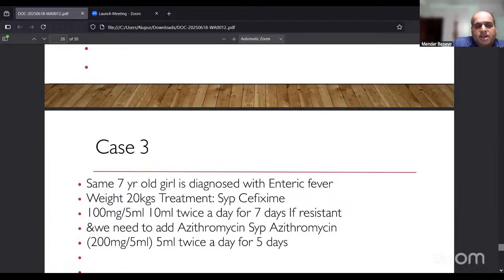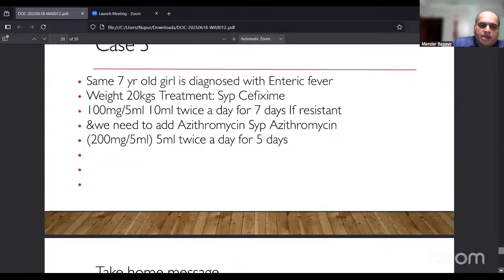And if resistant and we need to add azithromycin, the dose as we have seen is double the dose. So azithromycin, we bring 200 milligram per 5 ml formulation and we give 5 ml twice in a day. The duration of therapy for enteric fever is 5 days, 5 to 10 days.